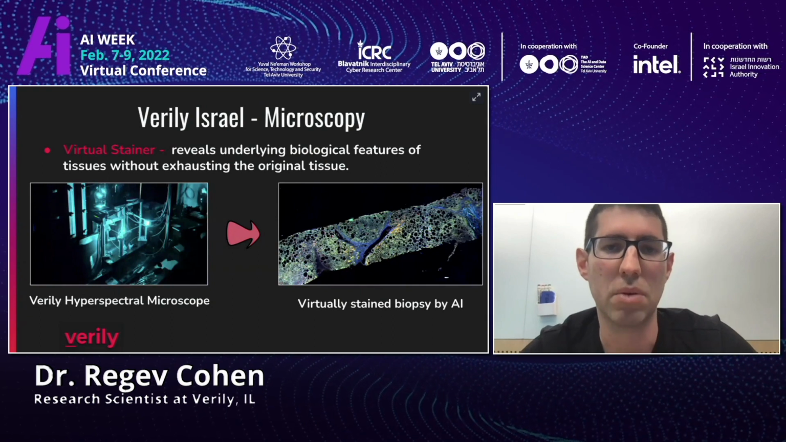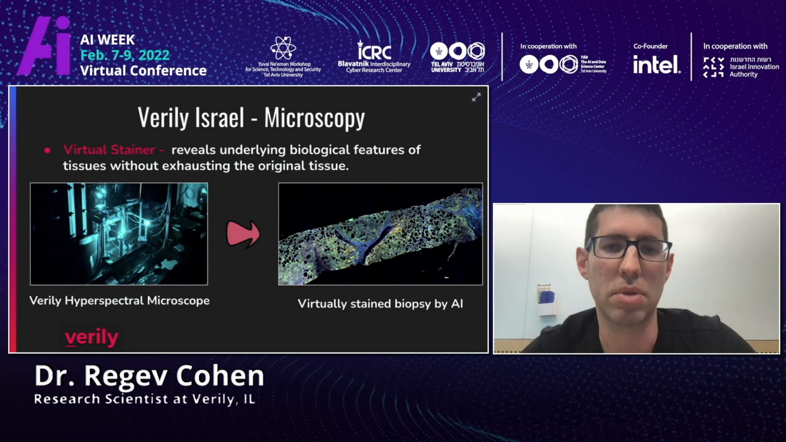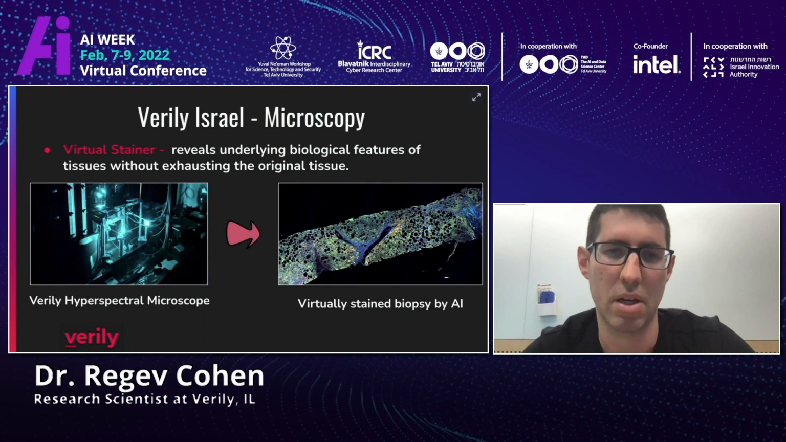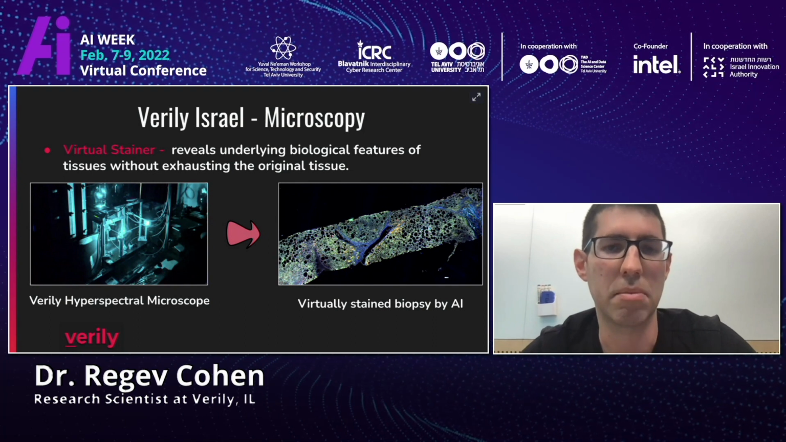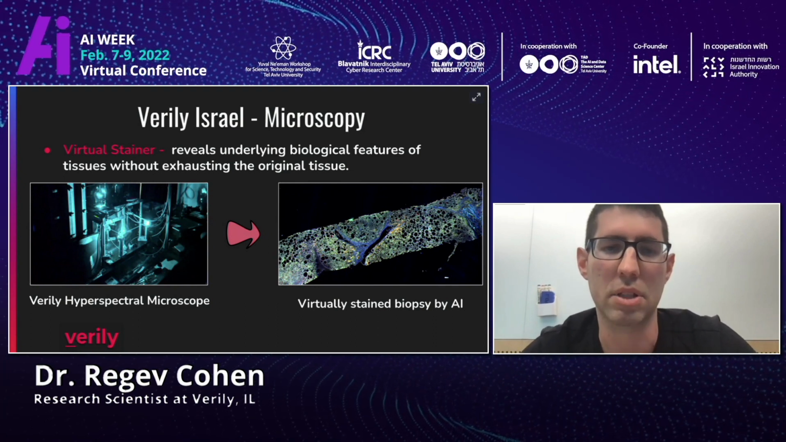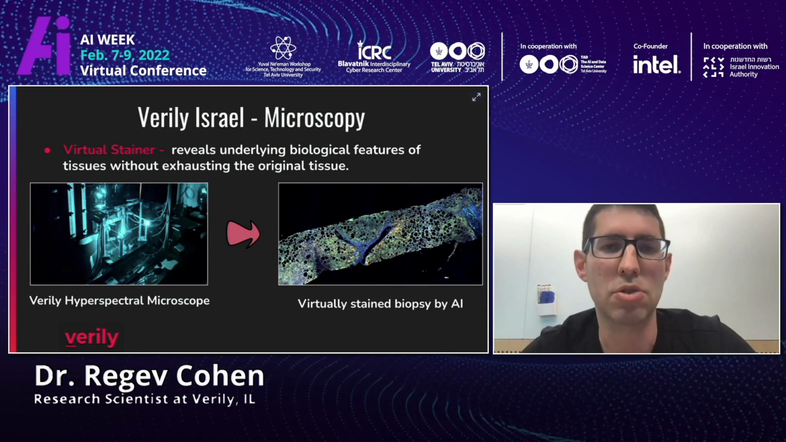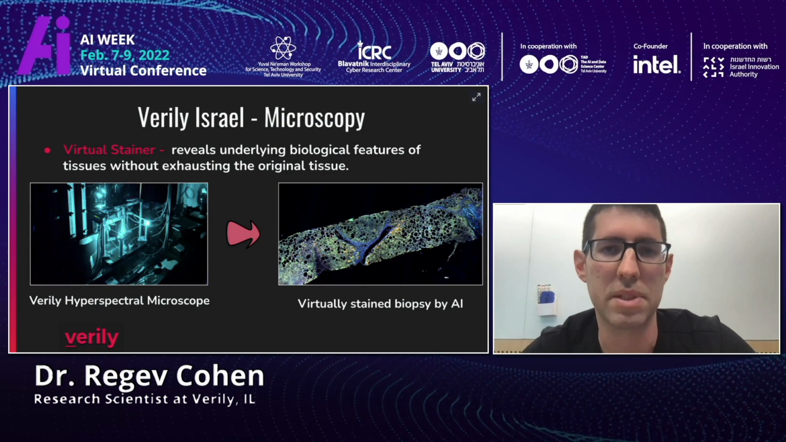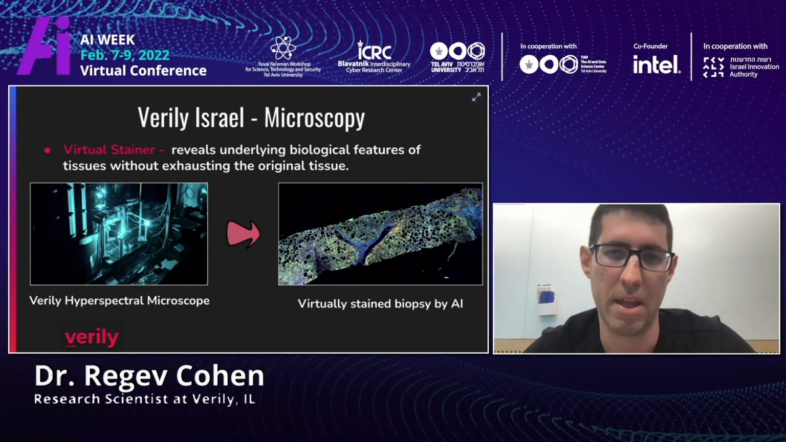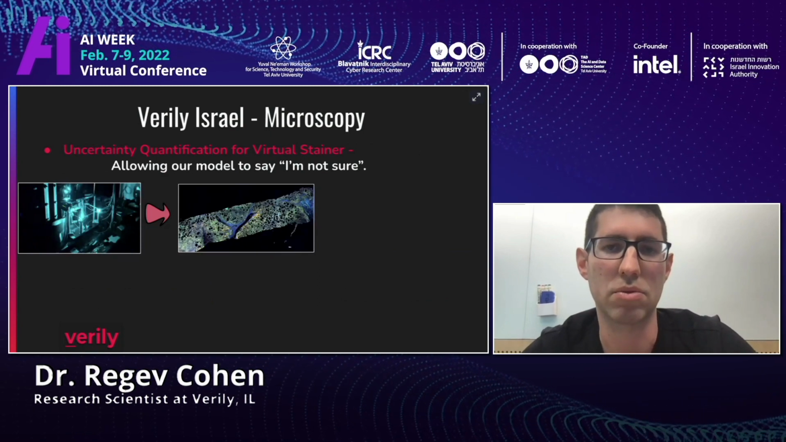From colonoscopy, we move to microscopy. Here we use NI together with Verily's hyperspectral microscope to perform virtual staining. We replace the standard chemical process with a virtual process that highlights important biological markers. This allows us to extract much more information from the same biopsy without affecting the original tissue. However, most of the time, we do not have ground truth images.